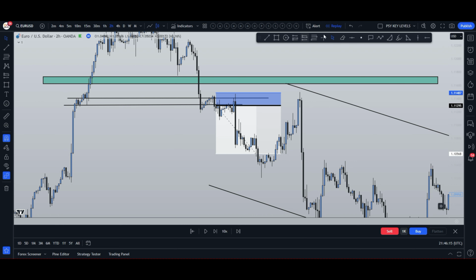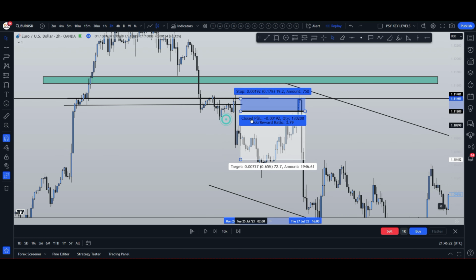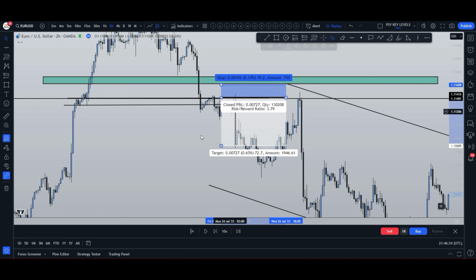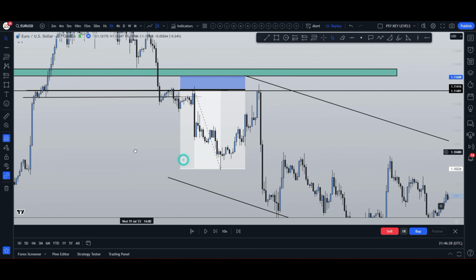Again, what I like to do is draw the key levels. So at the 400 area, I would have waited for price to come to the 400 area, then taken the sell, and that's it.